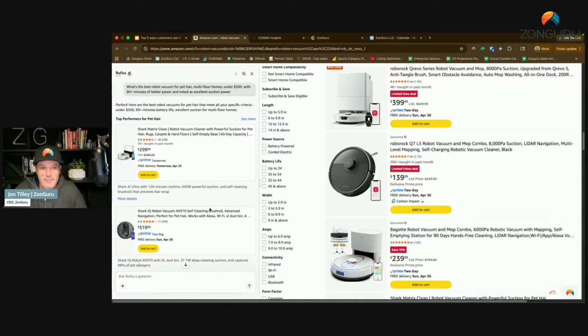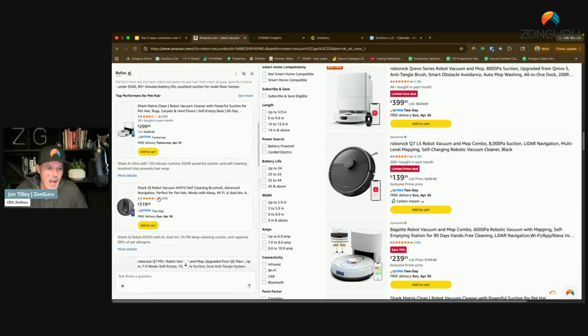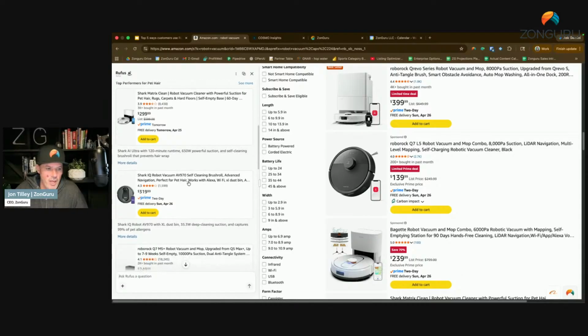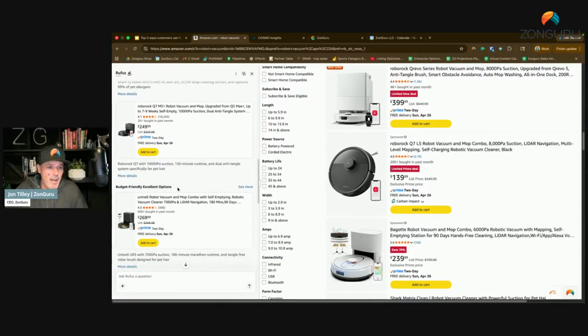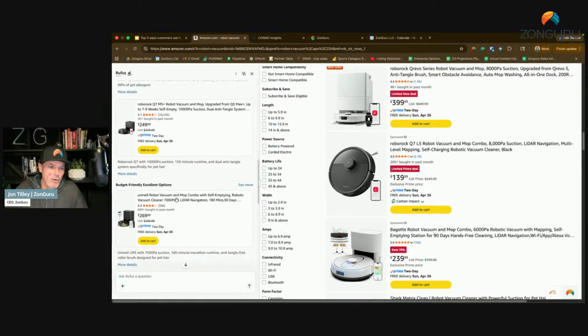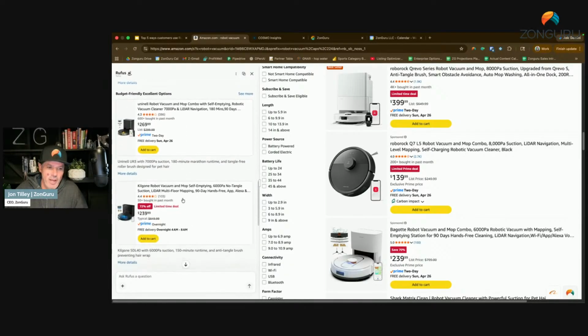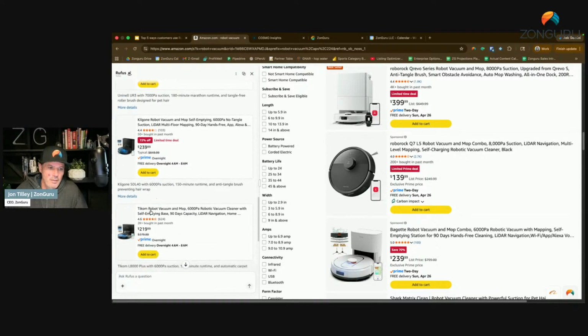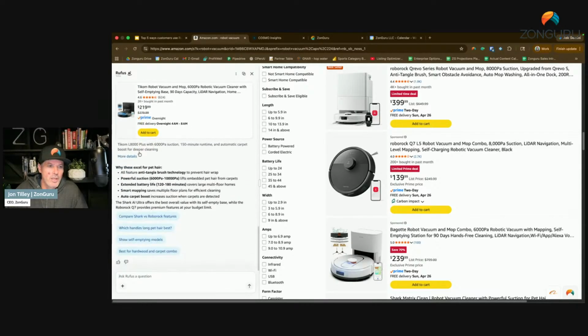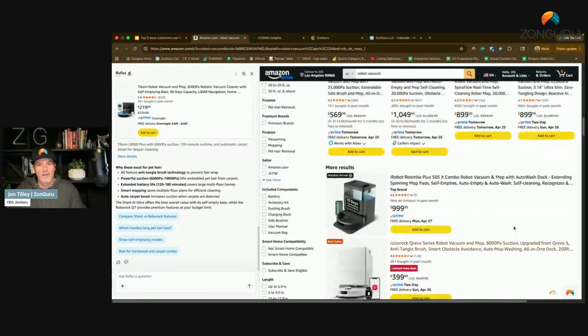I mean, right off the bat, there is. Shark Matrix Clean, top performance for pet. Shark IQ Robot, none of these were coming up over here. Roborock is, so Roborock's good. We've got this one. Budget friendly, Unionel robot vacuum. Why are these being recommended? Kilgon, Tcom, why are all these being recommended when over here it's not?